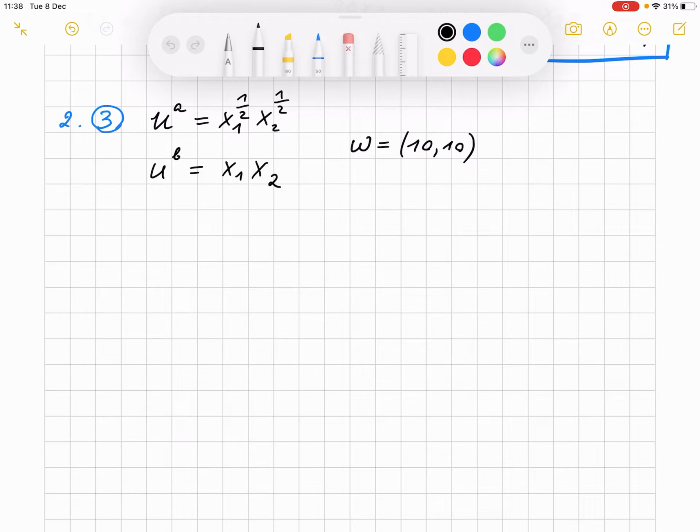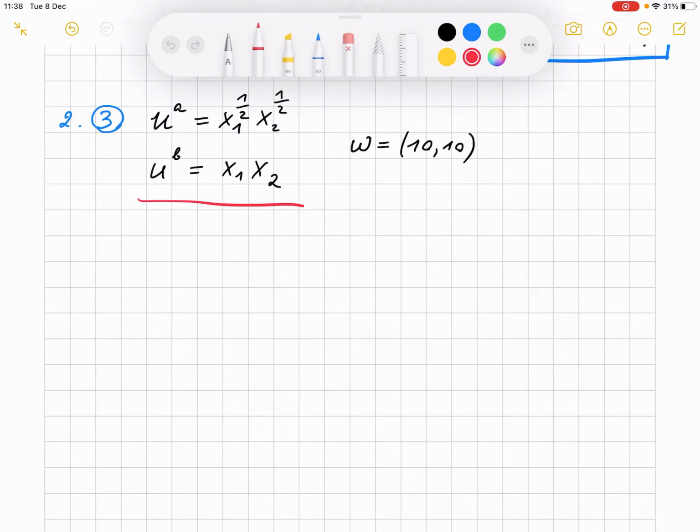Exercise 3. So here we have an exchange economy with two goods and two agents, where we have 10 units of first good and 10 units of second good. So it's written here on the right. The total endowment is (10, 10). And then we also have that these agents have the following utility functions.